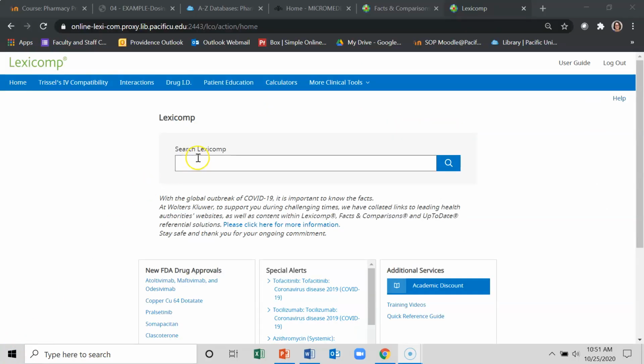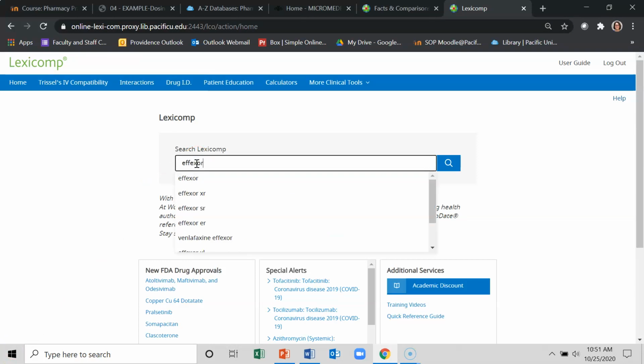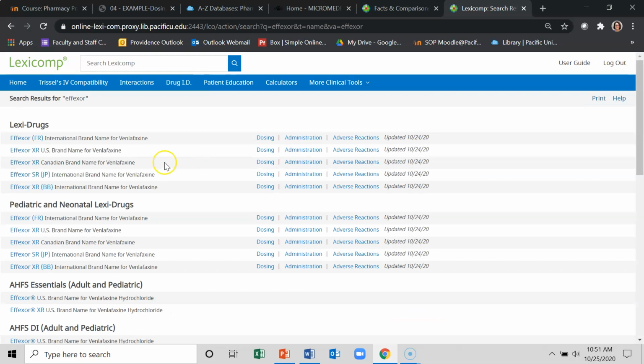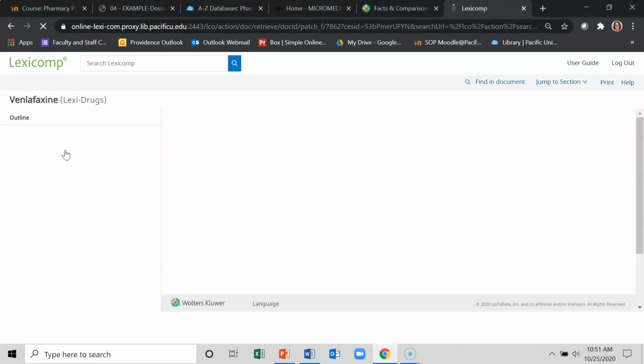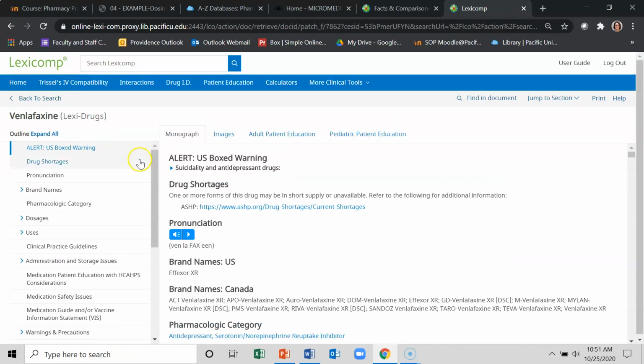Since I already have LexiComp open, I don't need to take time doing that. I'm going to put in the drug name, and I'm going to scan my options here under Lexi Drugs, and it looks like the US brand name is my closest match. So I'm here to confirm use and also to look at dosing for PTSD.